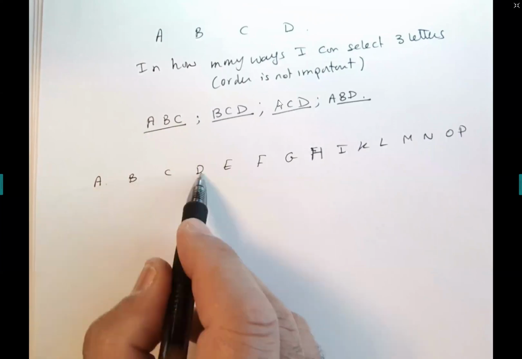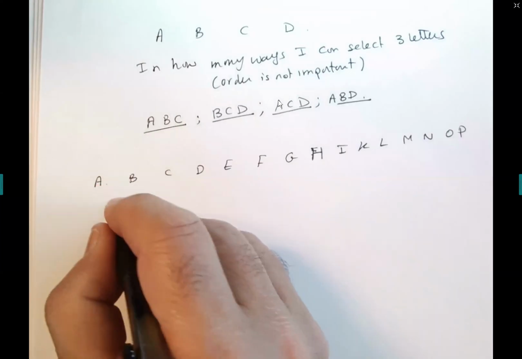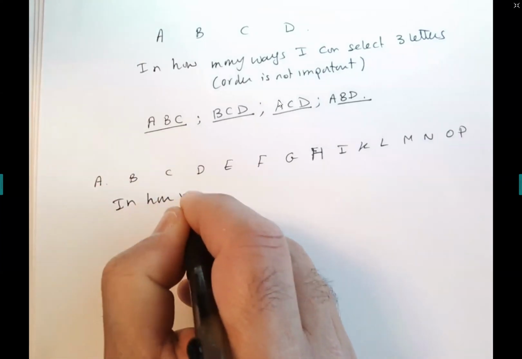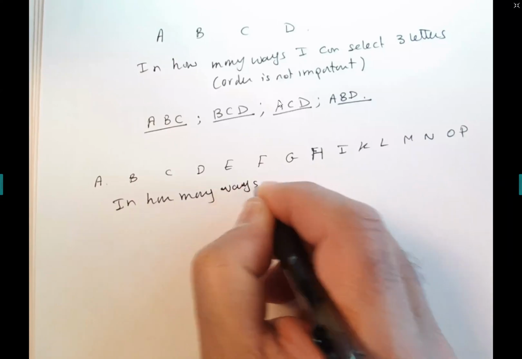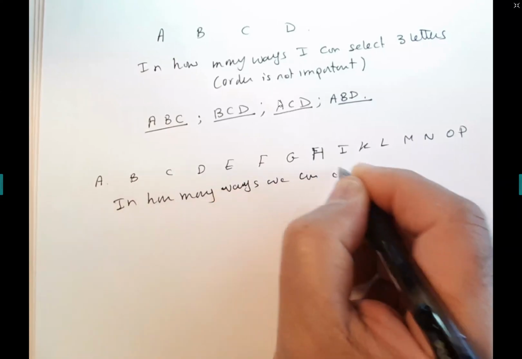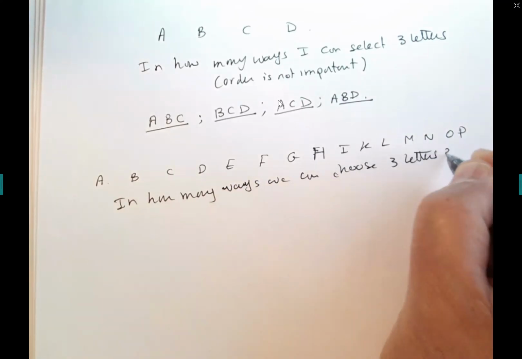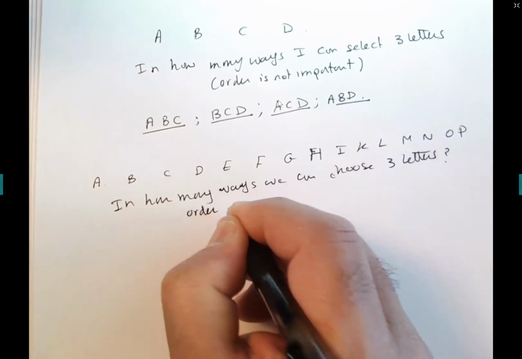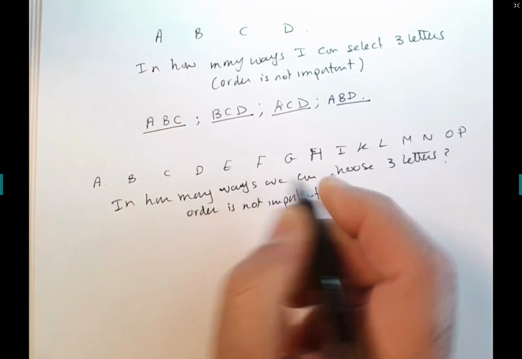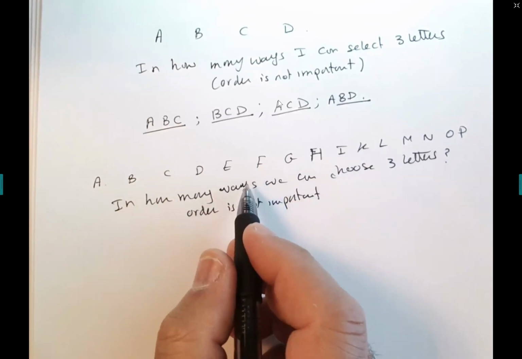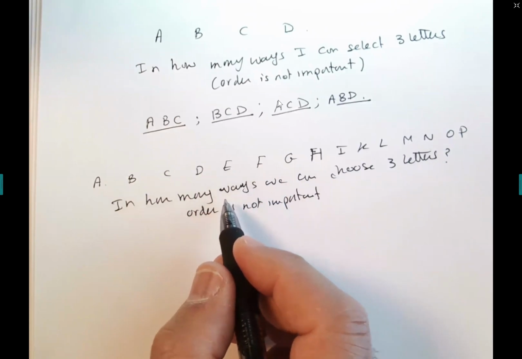1, 2, 3, 4, 5, 6, 7, 8, 9, 10, 11, 12, 13, 14, 15. In how many ways can we choose 3 letters? Order is not important again. This one, guys, could take you half an hour to figure out by hand, but with the formula, it's going to take 5 seconds. You will see that in a second.